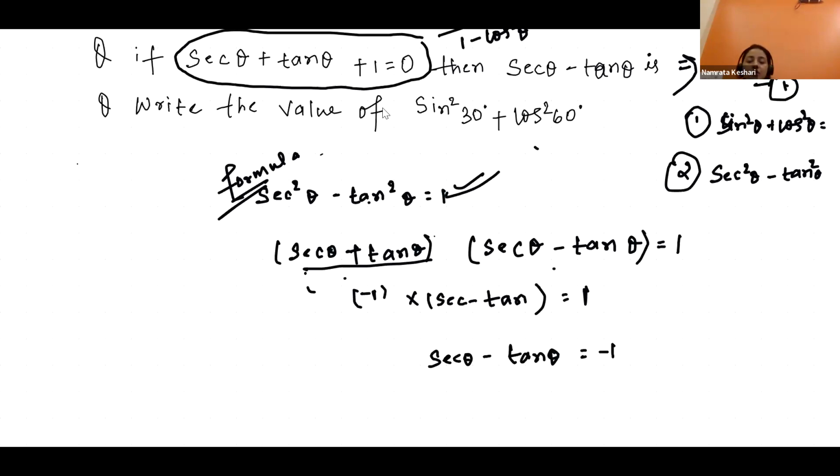Whatever is given in the question, we take out one piece of data and keep it aside. Then we use the formula and expand it. From here we realize that we will be able to find sec theta minus tan theta, and this is the value. We have substituted the value of sec theta plus tan theta from equation number 1.